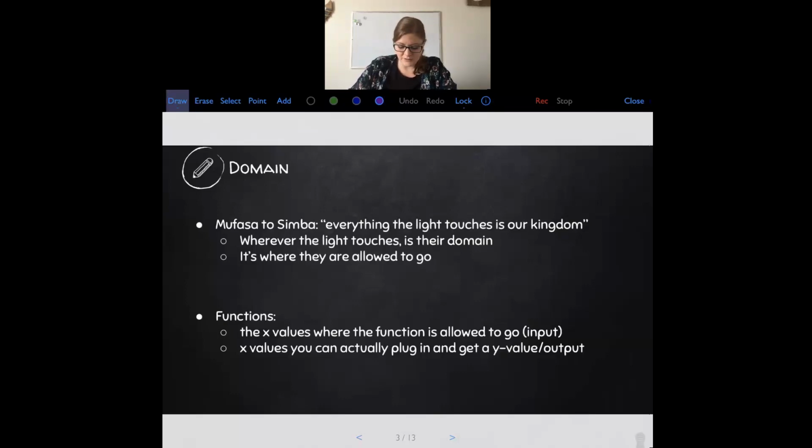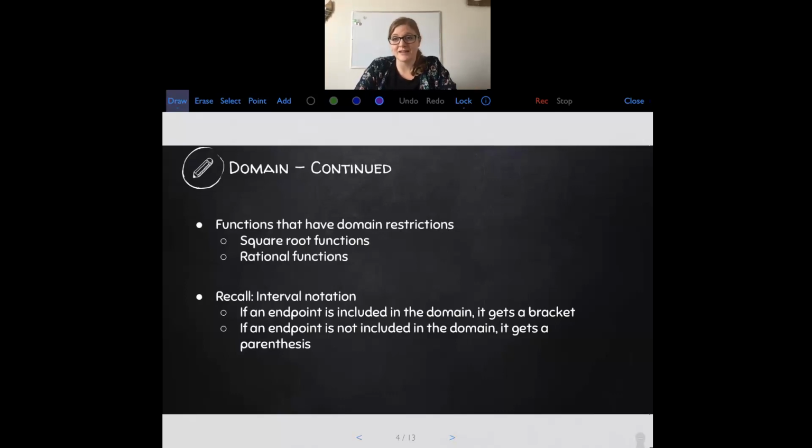For a lot of functions, like linear functions and quadratic functions, you can plug in anything. But there are some functions that have domain restrictions, and those are square root functions, because of the square root, we need whatever is under the root to be 0 or positive, and rational functions. Rational functions are where we have a polynomial on the top and a polynomial on the bottom. With rational functions, we're concerned with denominators, because we can't divide by 0.